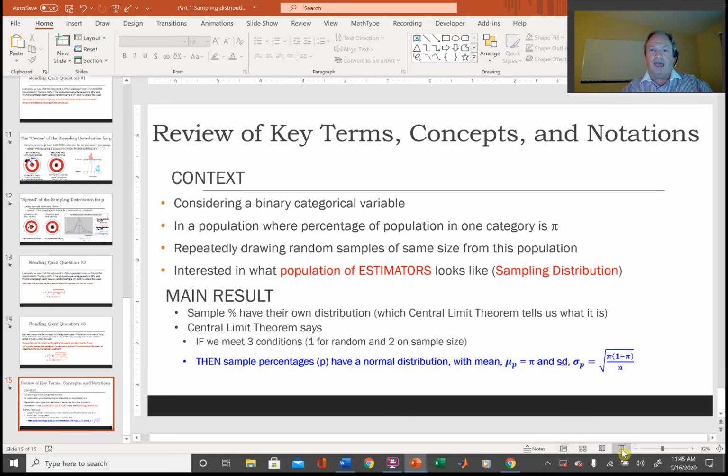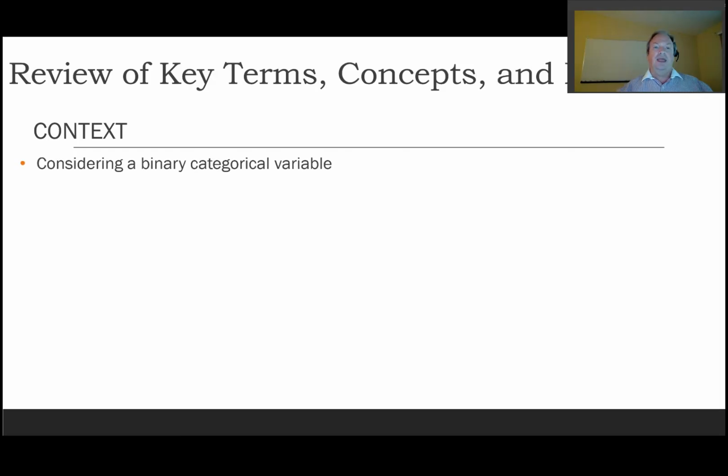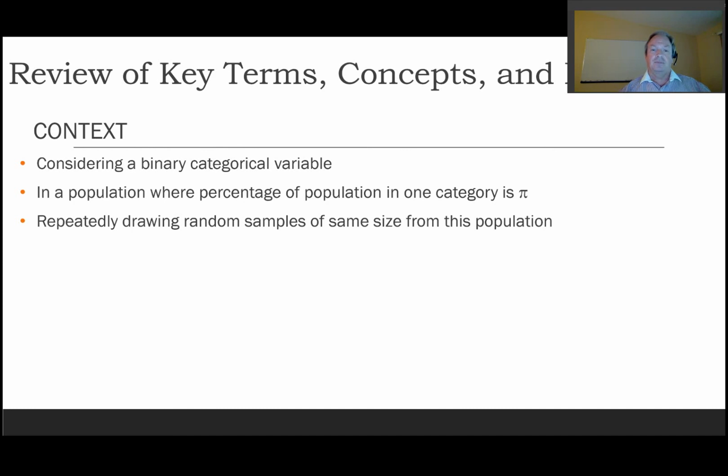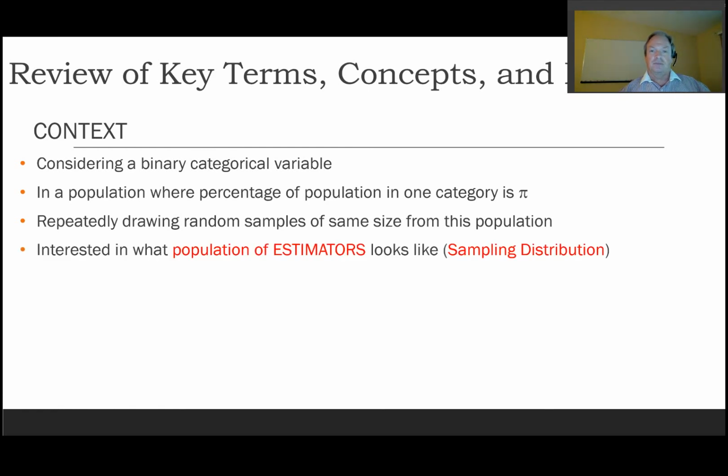Okay, so to recap here, when we have a binary categorical variable and the percentage of the population in one of the categories is pi, and we're repeatedly drawing random samples of the same size from this population, we want to know, what does the population of the estimators look like? This is called the sampling distribution. In other words, it's the distribution that we get from the samples. I love statistics because things sound like what they are. Sampling distribution, right? Distribution of what you get from samples.